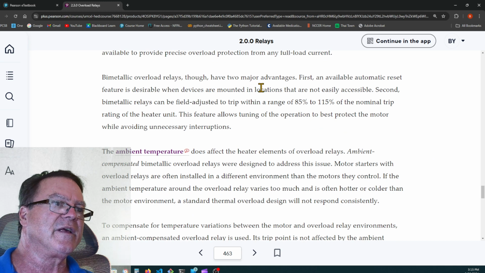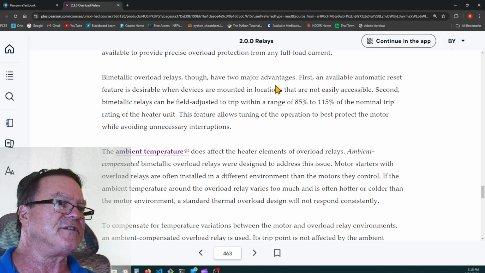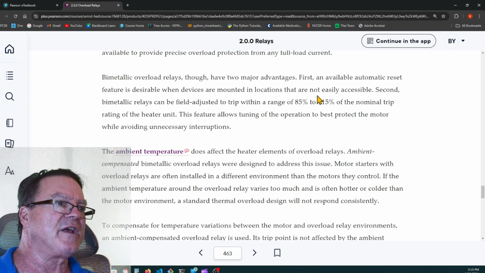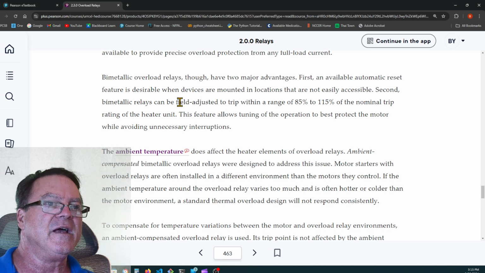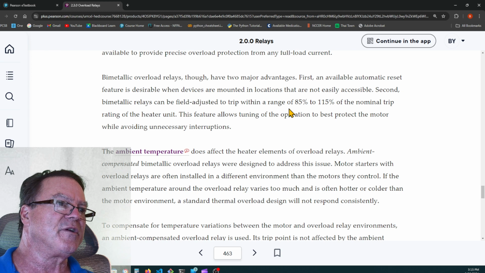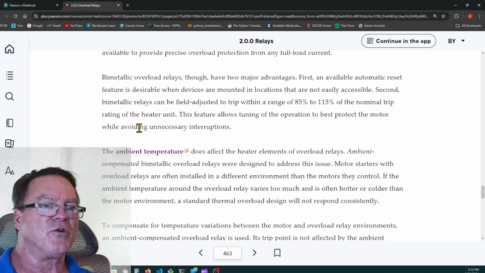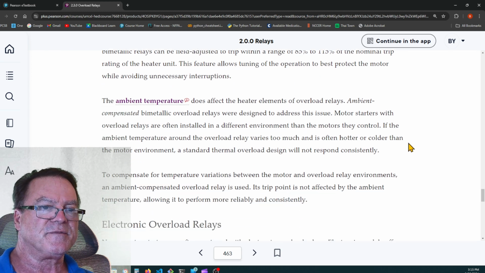Bimetallic overload relays, though, have two major advantages. First, available automatic reset features are desirable when devices are mounted in locations that are not easily accessible. Second, bimetallic relays can be field adjusted to trip within a range of 85 to 115% of the normal trip rating of the heater unit. This feature allows tuning of the operation to best protect the motor while avoiding unnecessary interruptions.